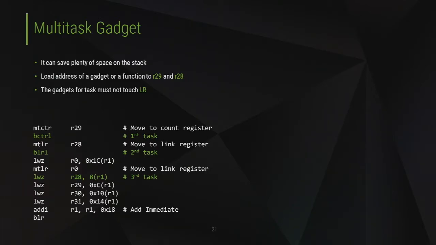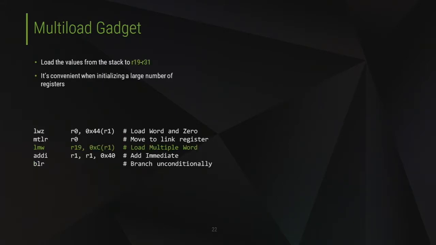There are gadgets that enable execution of several actions, thus saving space on the stack. Here is one example of these gadgets; it can perform 3 actions at the same time. It's convenient when you need to initialize a large number for a register, for example, to pass arguments to Omelette Hunter or second stage shellcode.